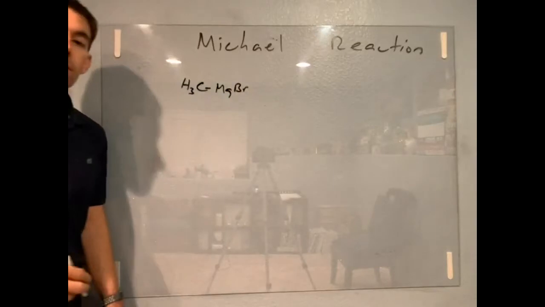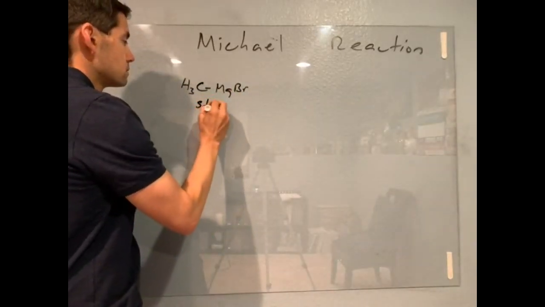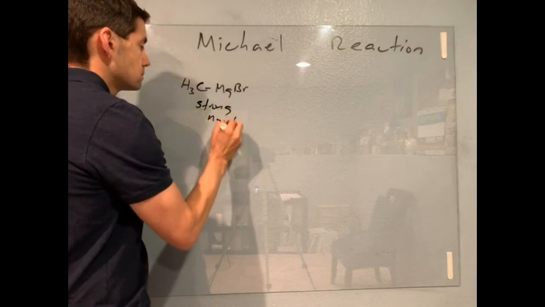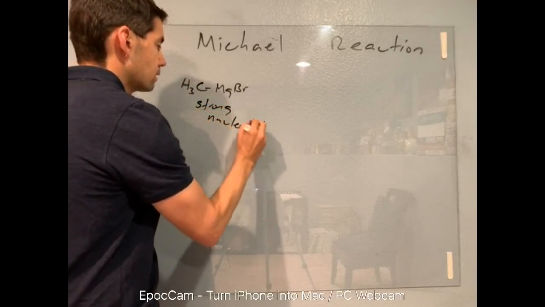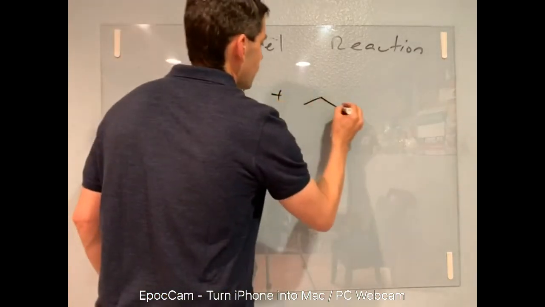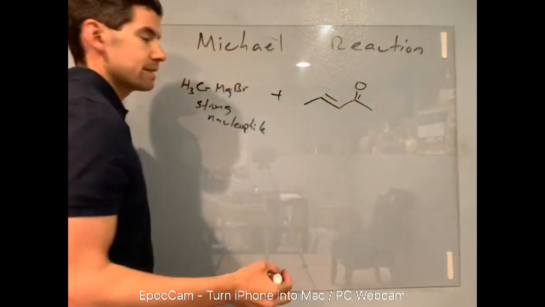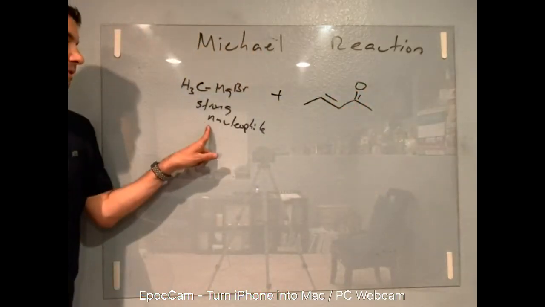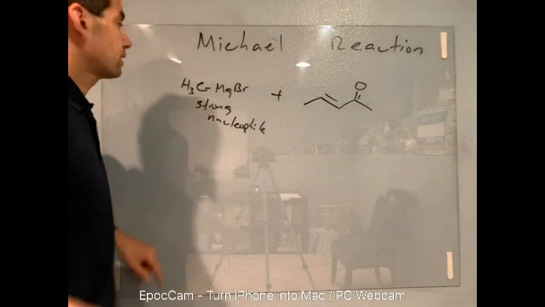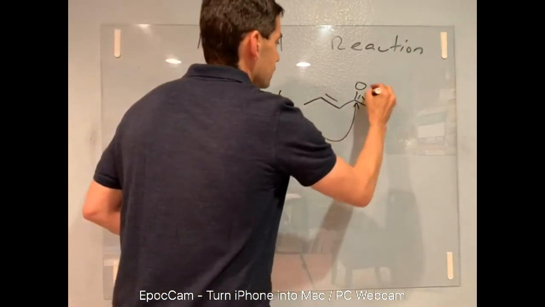We already know Grignards are very reactive, right? Very, very strong nucleophile, can't get much stronger than that one. So let's go ahead and draw in our alpha beta unsaturated carbonyl. And if we draw an alpha beta unsaturated carbonyl, our Grignard is going to be a very strong nucleophile. It's going to attack so fast, it's actually going to attack that carbon there.